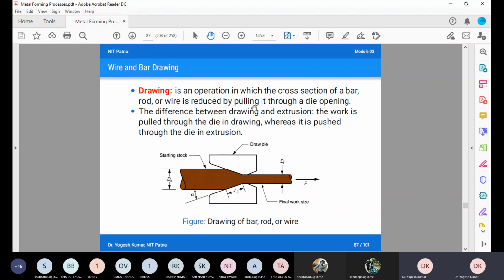So the major difference between drawing and extrusion is that the work is pulled through the die in drawing, whereas in the case of extrusion, it is pushed through the die.